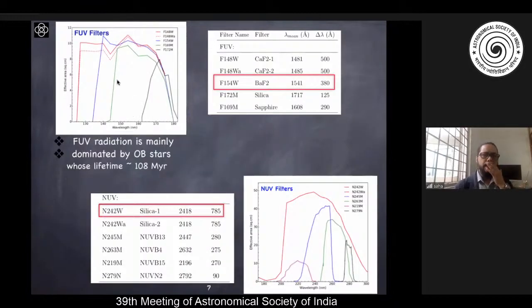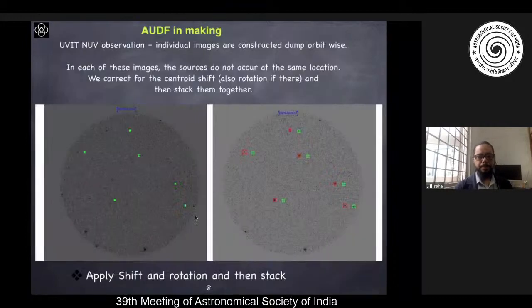And these are the F154, or barium fluoride, filter, centered around 1540 angstrom. And in NUV, the silica filter, which is N242W, centered at a wavelength of 2480 angstrom. So what we did is we dissected the entire observations into about 40 orbits, and for each orbit we have carried out the pipeline and created an image.